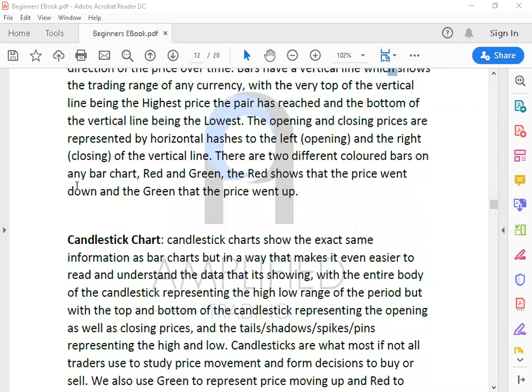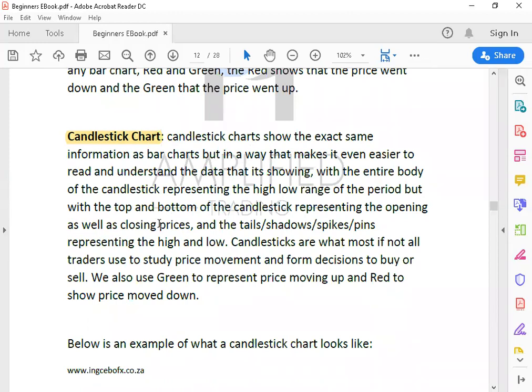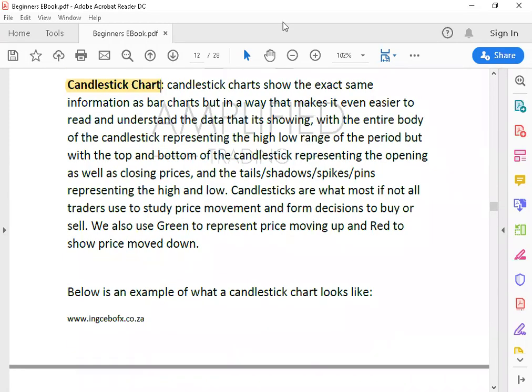And then last but certainly not least, you have candlestick charts. They show the exact same information as the bar chart, but in a way that is much easier to read and understand. So it actually has a body like this. You have a body and you have what are called the wicks on either end, wicks or shadows. Here the body is solid.